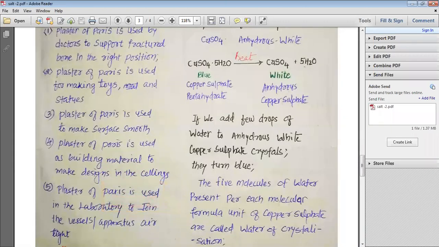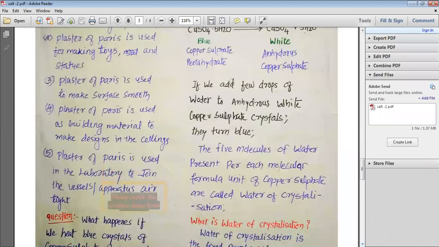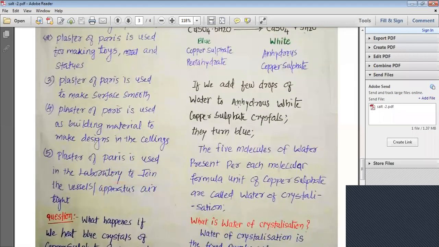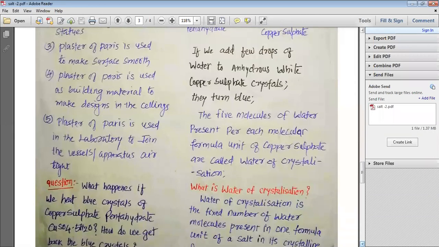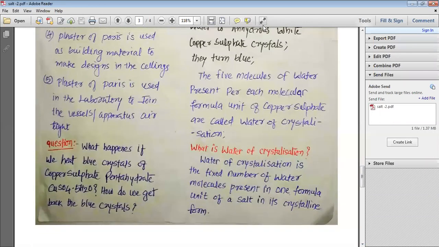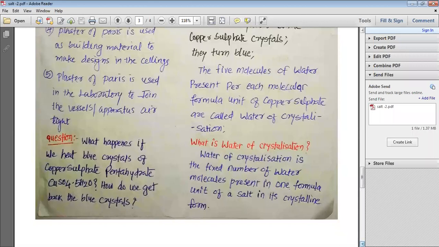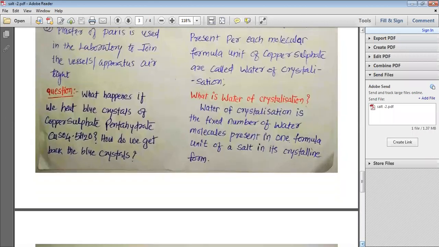If we add a few drops of water to anhydrous or white copper sulfate, the crystal then turns into blue color. So again, if we add the water molecules to the white copper sulfate, the crystal again turns blue by getting the 5 molecules of water per 1 formula unit of copper sulfate. The 5 molecules of water present per each formula unit of copper sulfate are called water of crystallization. So please remember, my dear students, the definition of the water of crystallization.